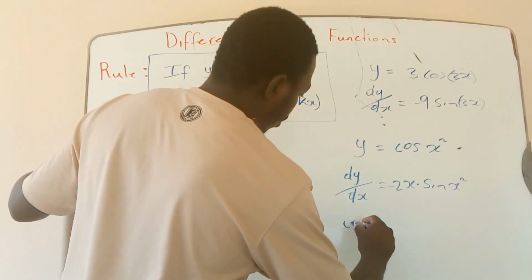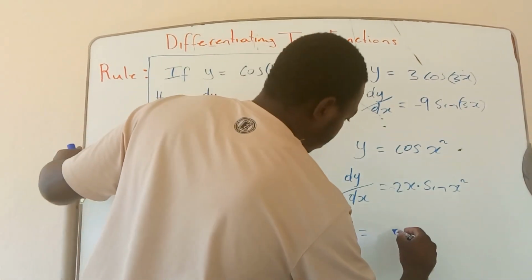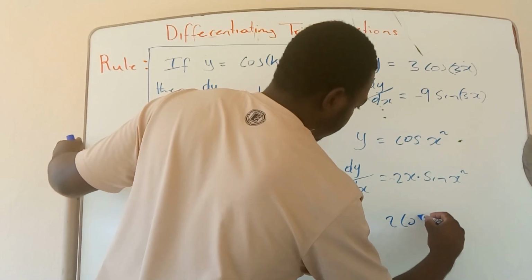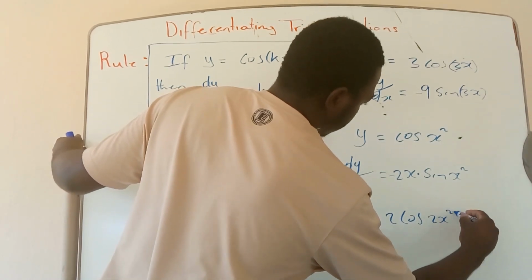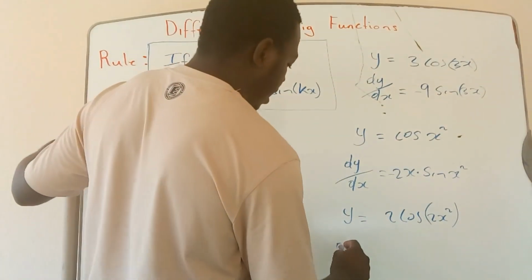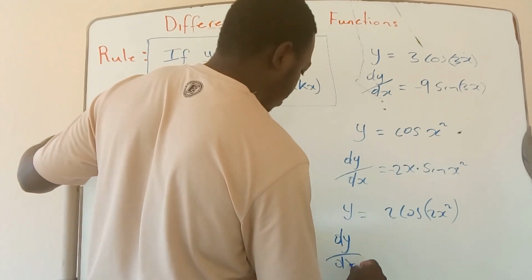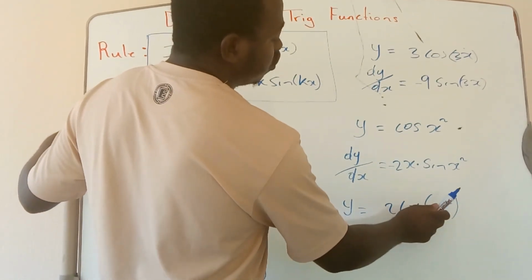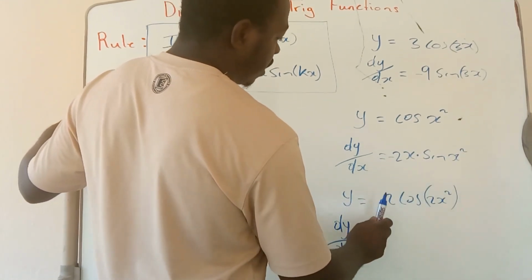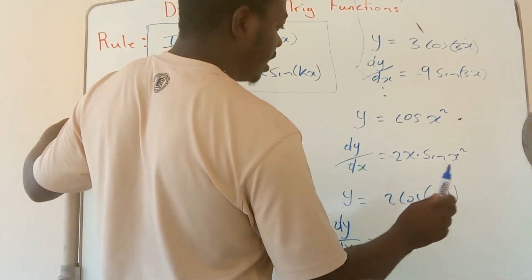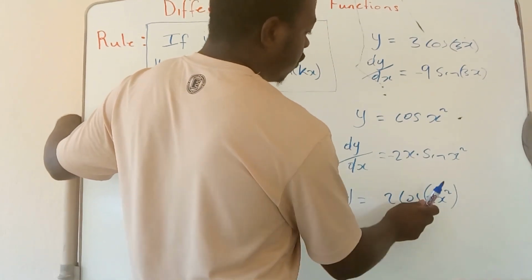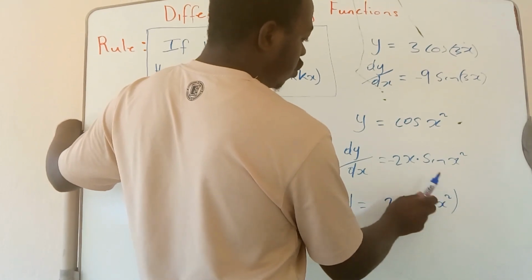Let's look at another one. Let's say that you have y is equal to, let's use another number, 2 cos 2x squared. Right? And you are asked to differentiate this with respect to x. Then dy by dx is equal to, you differentiate 2x squared, that gives you 4x. Take that 4x to multiply this 2. So let me say that again. If you differentiate 2x squared, that gives you 4x, because you take 2 to multiply this 2, which is 4.